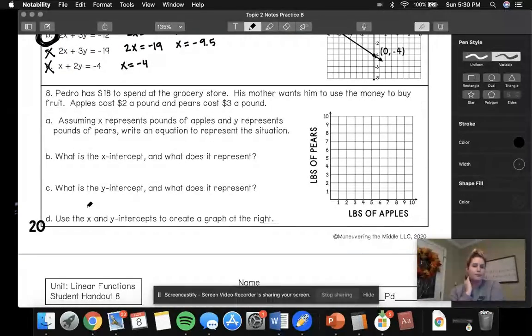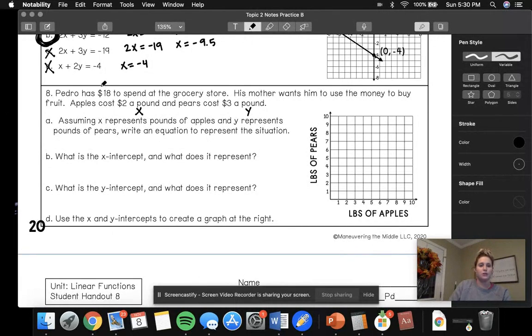Okay. And the last problem, Pedro has $18 to spend at the grocery store. His mother wants him to use the money to buy fruit. Apples cost $2 a pound and pears cost $3 a pound. Assuming X represents the number of apples and Y represents the pounds of pears, write an equation to represent the situation. So we have X representing the pounds of apples. So we know cost is $2 a pound. Okay? And Y represents the pounds of pears, and pears cost $3 a pound.